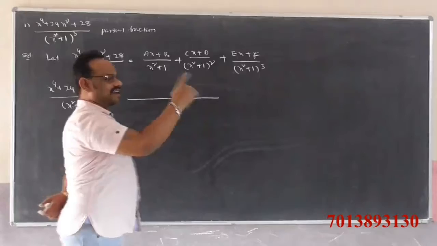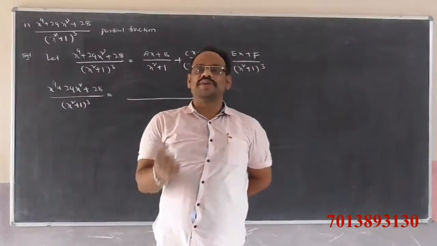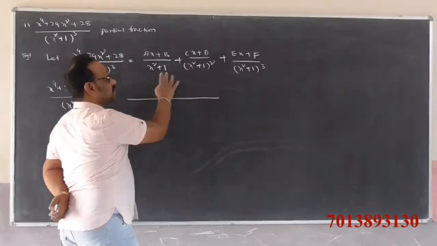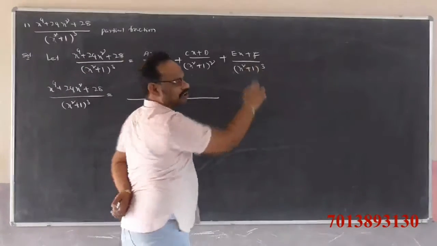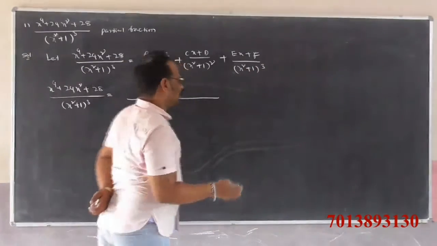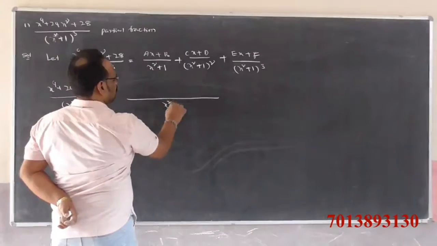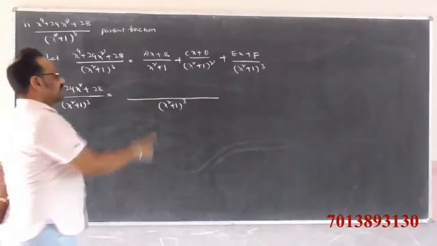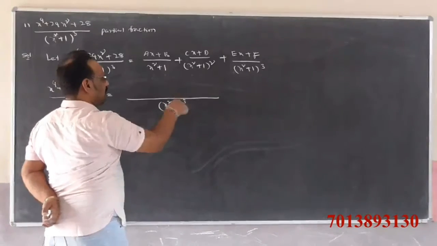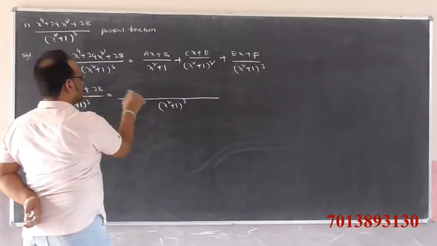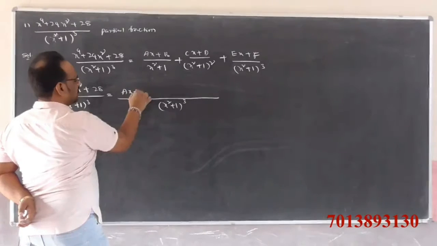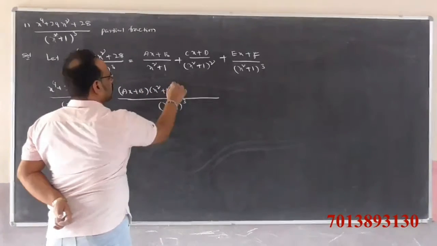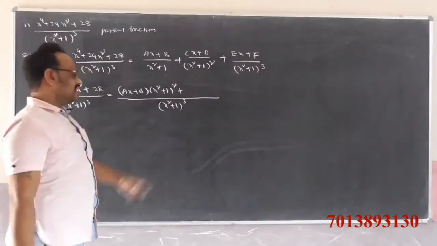The LCM is nothing but (x^2 + 1)^3 only. One (x^2 + 1) gets cancelled, and we get here, LCM: (ax + b) into (x^2 + 1) whole square. It has 3 times, so if we cancel 1 time, again we get 2 times.